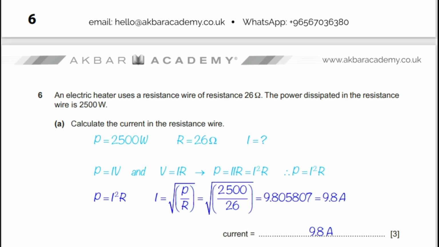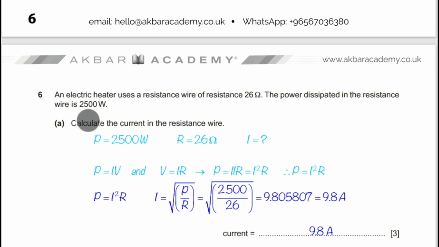Rearrange for current. Current equals square root of power divided by resistance. Substituting the values, current equals square root of 2,500 divided by 26, which equals 9.805807 amperes, approximately 9.8 amperes. Final answer: 9.8 amps.